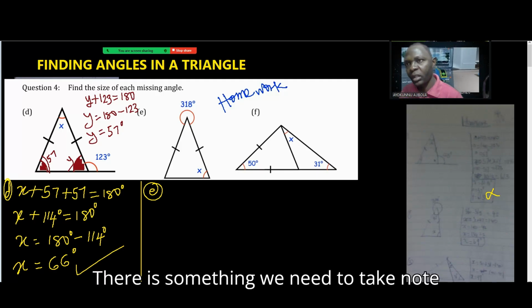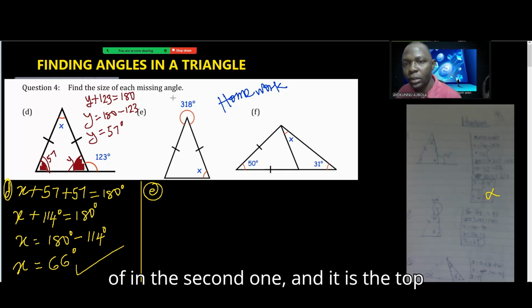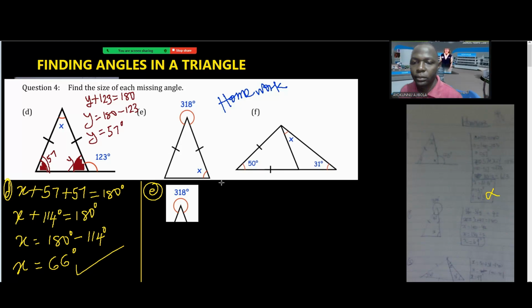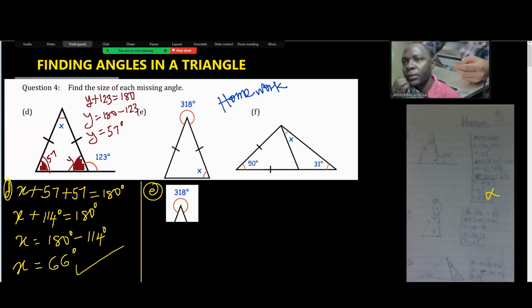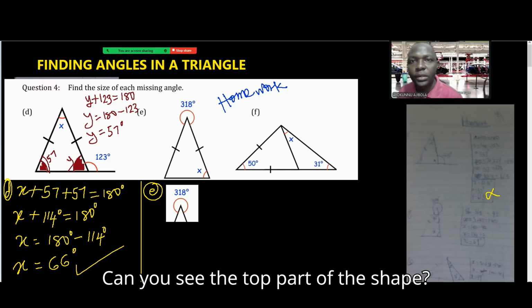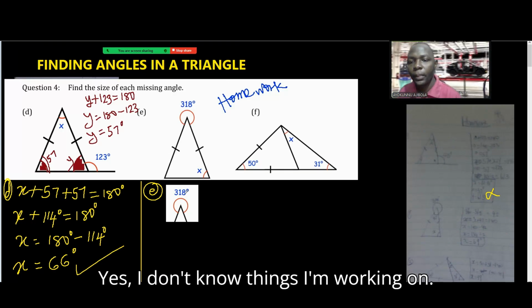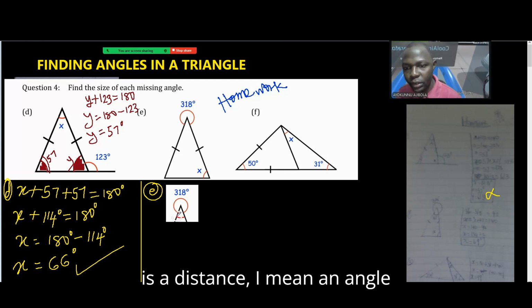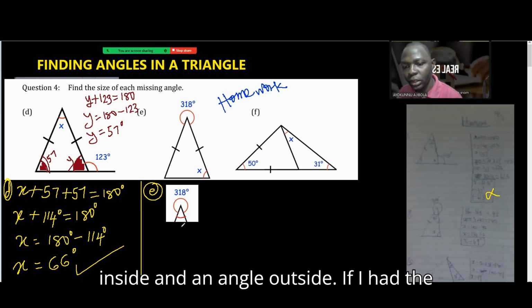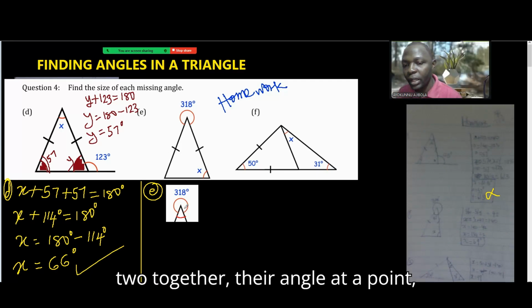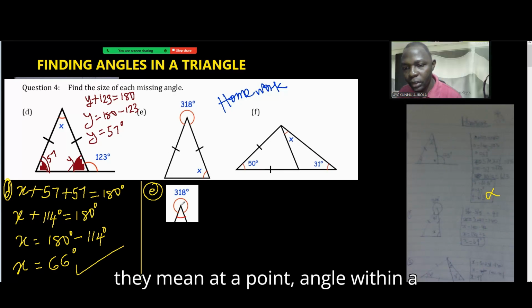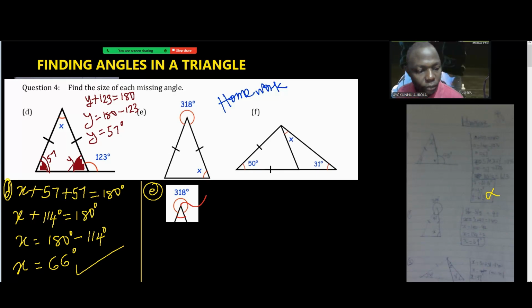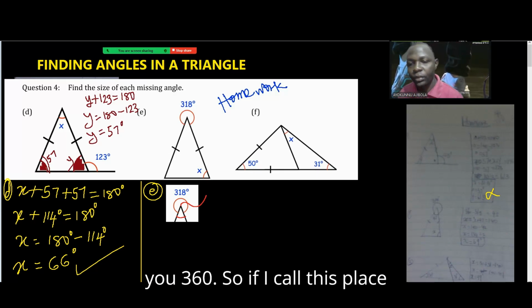There is something we need to take note of in the second one, and it is the top part of the shape. Can you see the top part of the shape? Yes. So there is an angle inside and an angle outside. If I add the two together, they meet at a point, angles at a point, okay? So if you add them together, it must give you 360.